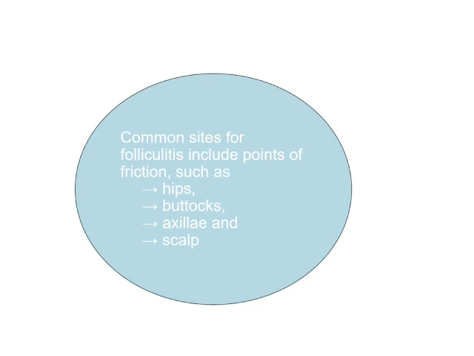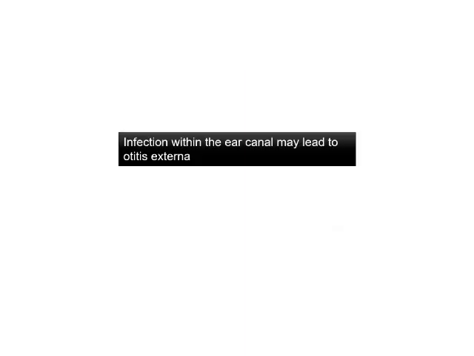The skin in superficial folliculitis is itchy and tender, while in deep folliculitis, it may be painful. The common sites for folliculitis include the points of friction, such as the hips, the buttocks, the axilla, and the scalp. If folliculitis occurs within the ear canal, it causes otitis externa. And in this case, scarring rarely occurs.